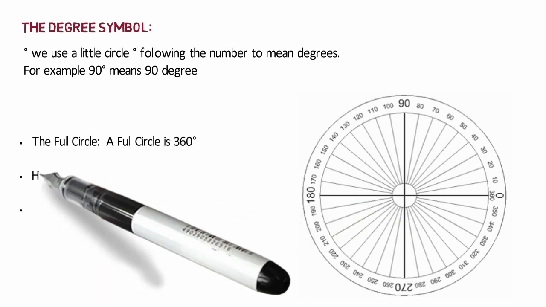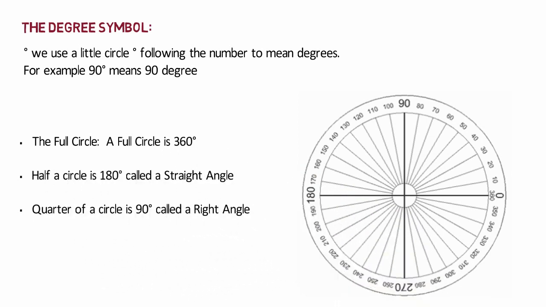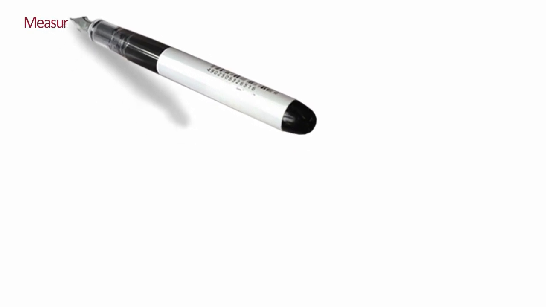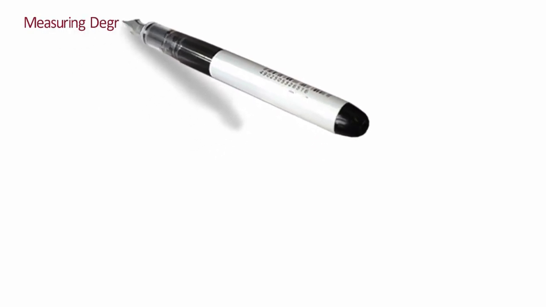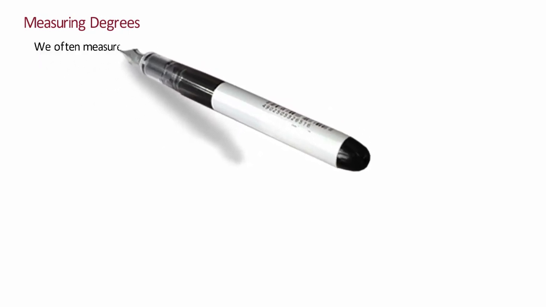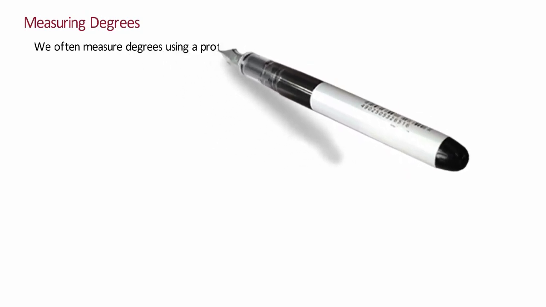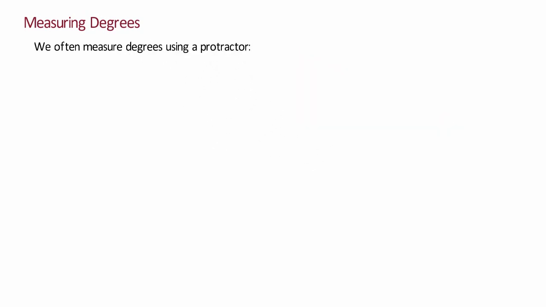A full circle is 360 degrees. Half a circle is 180 degrees, called a straight angle. Quarter of a circle is 90 degrees, called a right angle. Measuring degrees. We often measure degrees using a protractor.